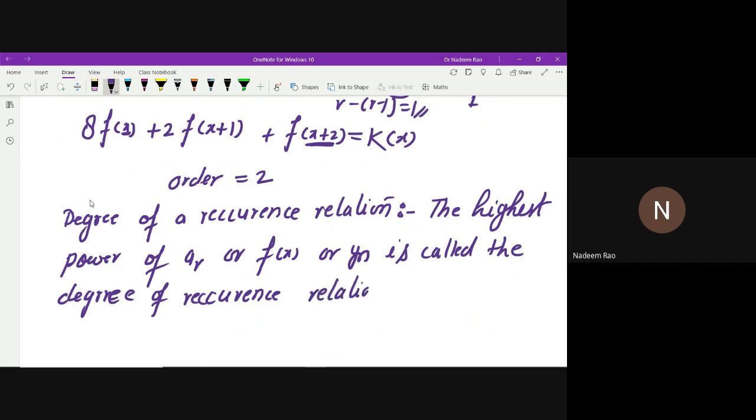For example, ak equals to k times ak minus 1 whole square for all k is greater than equals to 1 and a naught equals to 1. So here the power of ak is 1. Therefore, the degree of this recurrence relation is 1.